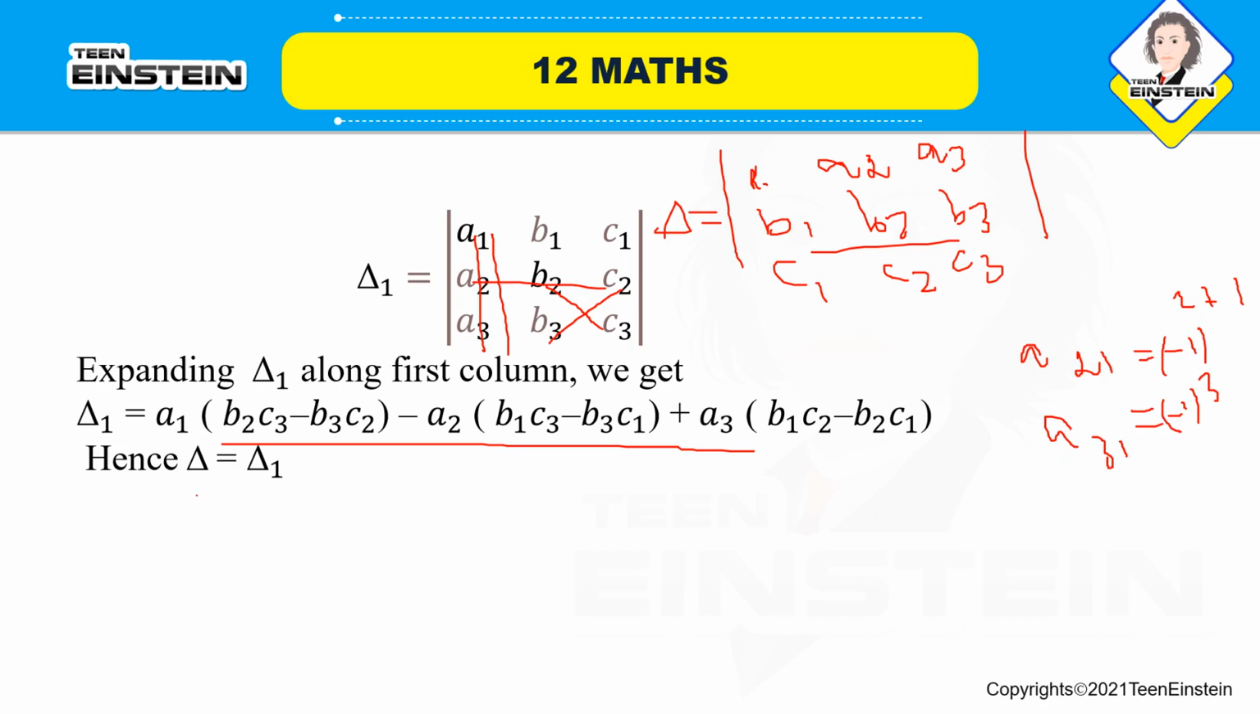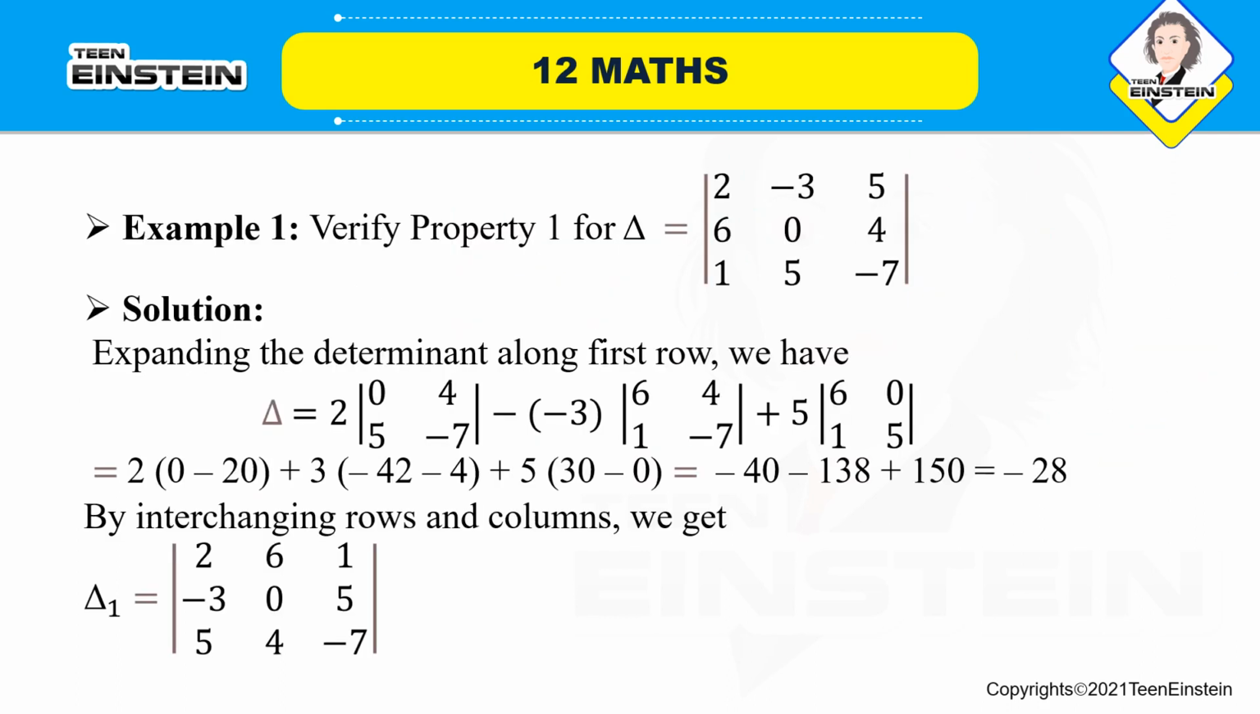So what is our conclusion? Delta is equal to delta 1. So this is property number 1. Let us see one example for this property.